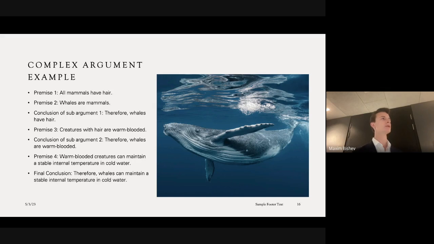Here is an example of a complex argument. So deduction is the idea of knowing a general principle and then applying that general principle to a specific instance to arrive at a conclusion about the specific instance. So the example I gave before, all men are mortal, Socrates is a man, Socrates is mortal, that's deductive. Inductive argument, we're not covering here, but I'll just quickly tell you what it is.